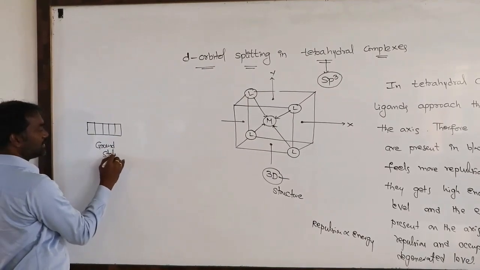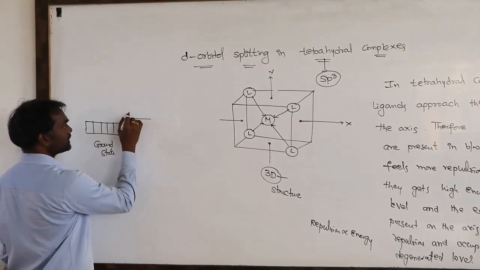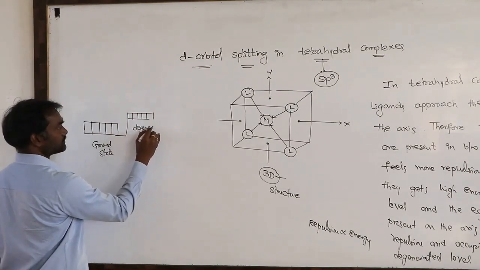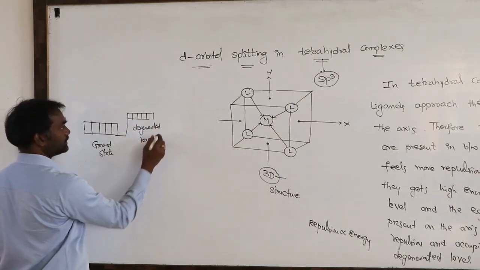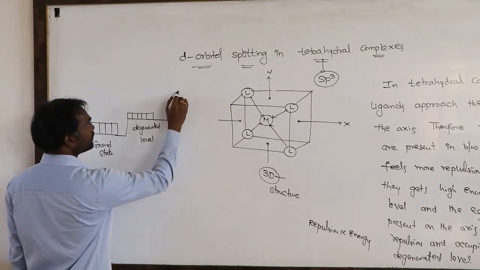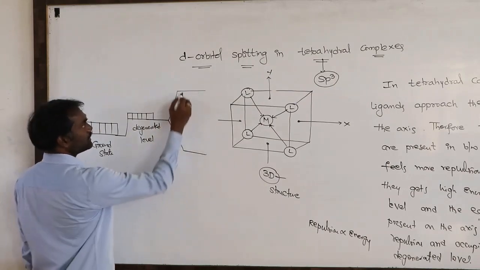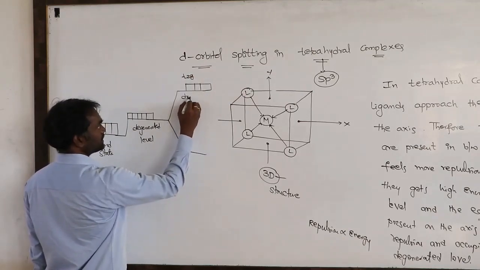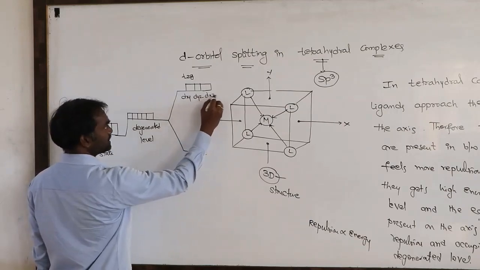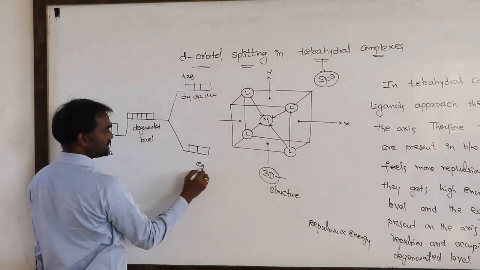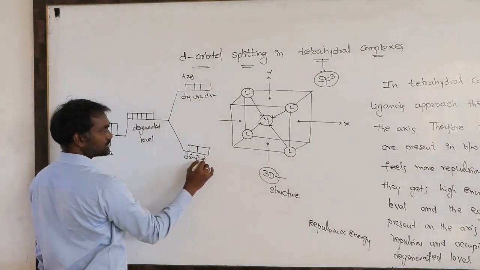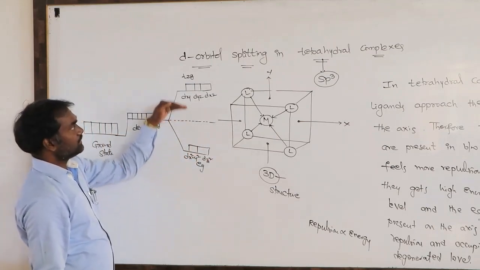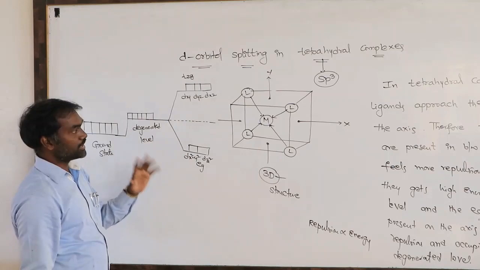So ground state d orbital. Ligands are coming, which means all are excited, so that is called a degenerate level. Next, if ligands are coming very close, then what happens? T2g goes above: dxy, dyz, dxz. On the lower side, eg is coming. Which are those eg? dx square minus y square, dz square. So from the degenerate level, T2g is going above and eg is coming down.